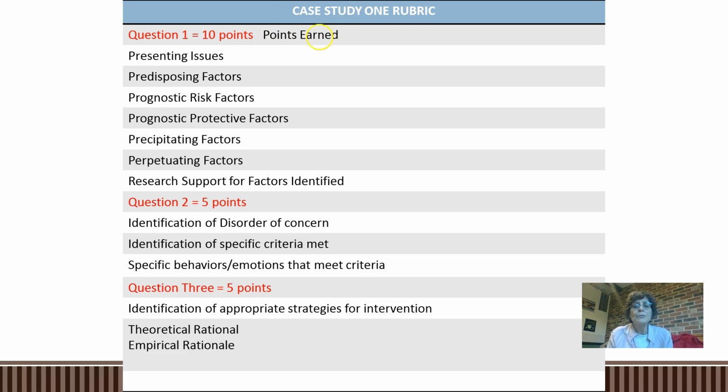For question 2, that's worth 5 points or, sorry, a quarter of the exam. So you're going to tell me what you think you'd be concerned about in terms of disorders. Where is this falling? Is this a disruptive behavior disorder? Is this a mood disorder, an anxiety disorder? Are there co-occurring disorders? Is it a mixture of 2 or more disorders that you're considering?